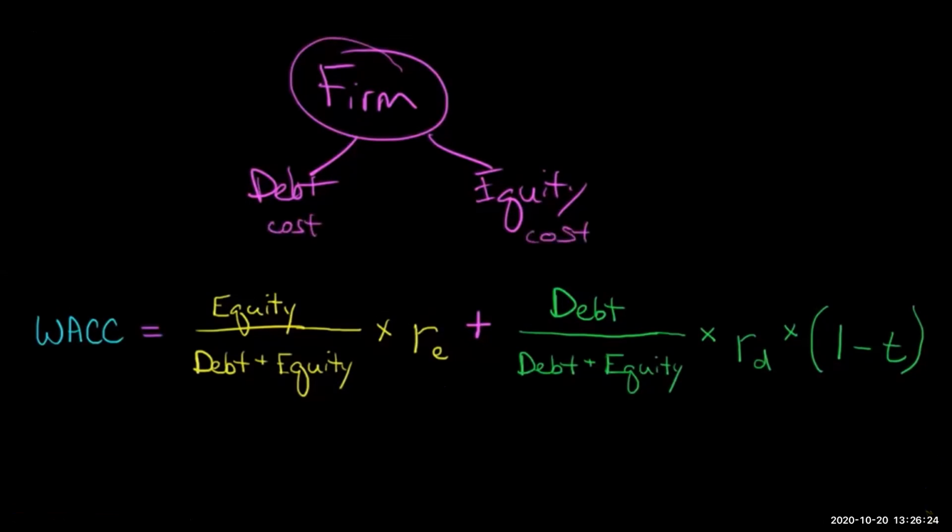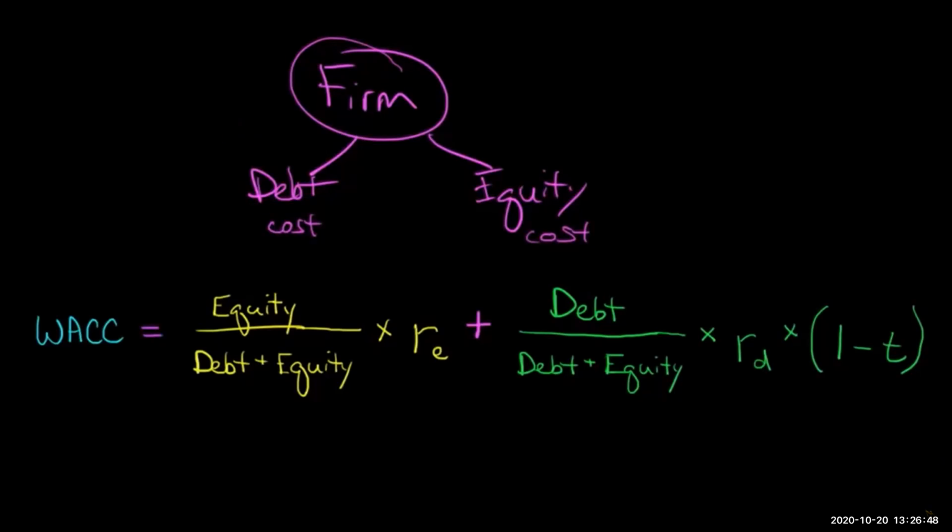But we have to weight these costs, right? Because we don't know how much of the mix is debt or equity. The debt for the firm might be just 10% of its financing, whereas the equity is the other 90%. So we can't just say we'll take a 50-50 split. This will make more sense when we go through an example, but for right now, let me walk you through this formula.